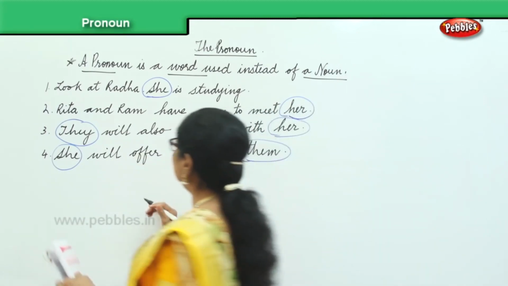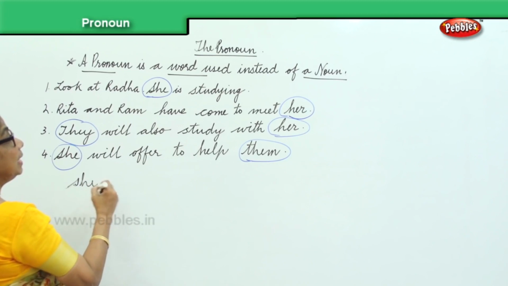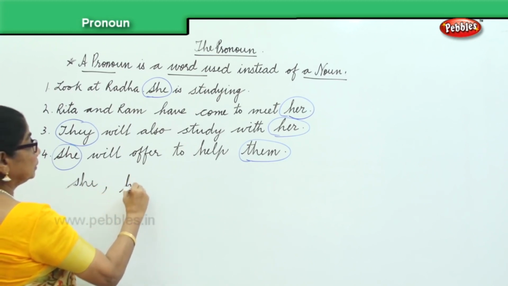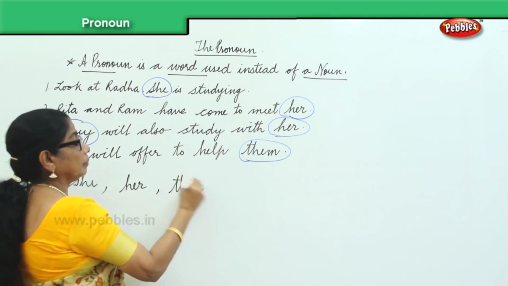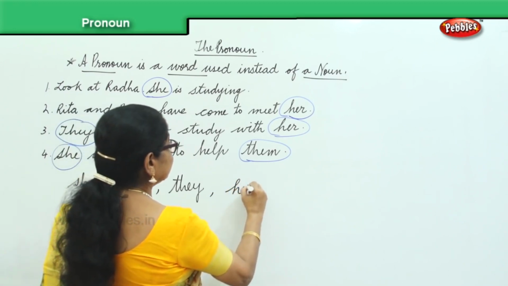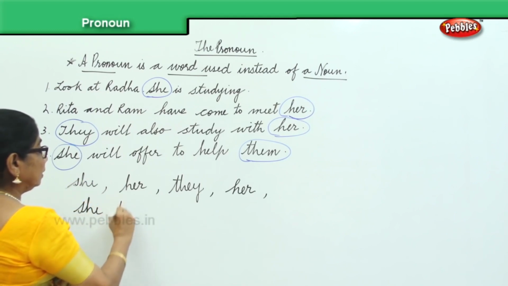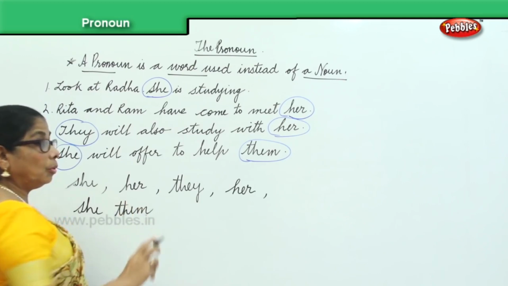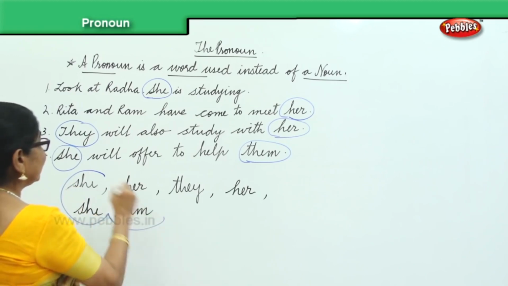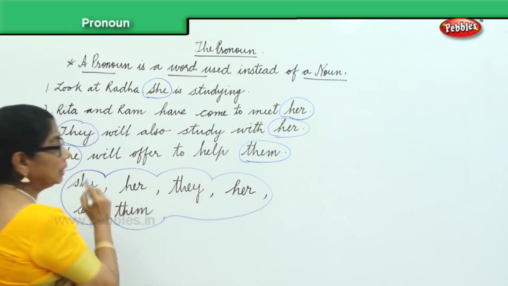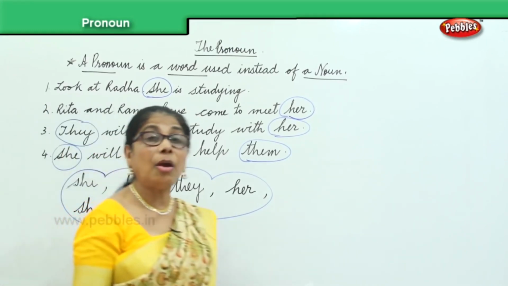So we have here the words she, her, they, her. Then we have some more: she, again, them. All these words are used instead of the noun, and we call these pronouns. All these words used instead of a noun are pronouns.